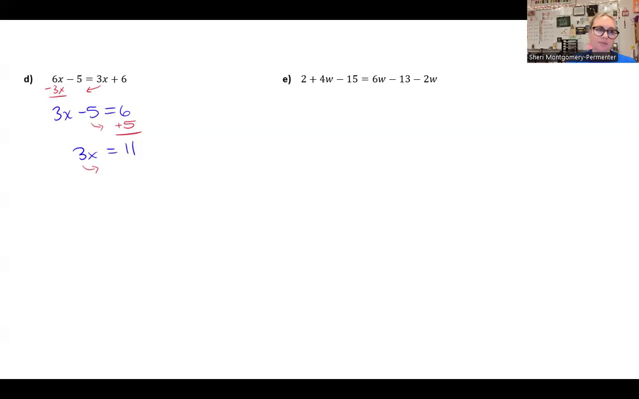And what's my last step? Divide by 3. Does anybody feel like that's weird? Why? Why were you thinking maybe I did something wrong? Because it's not a whole number, but guess what? That's okay. X is equal to 11 over 3. I don't have a calculator. I'm going to leave it just like that.